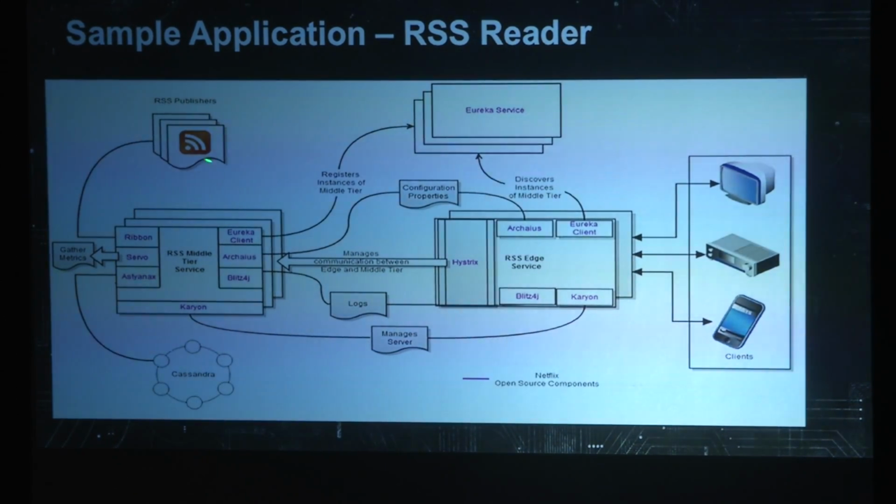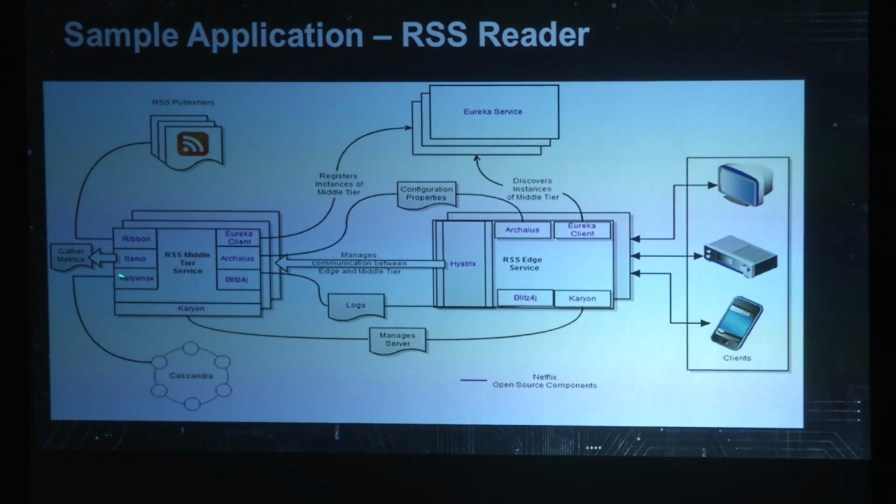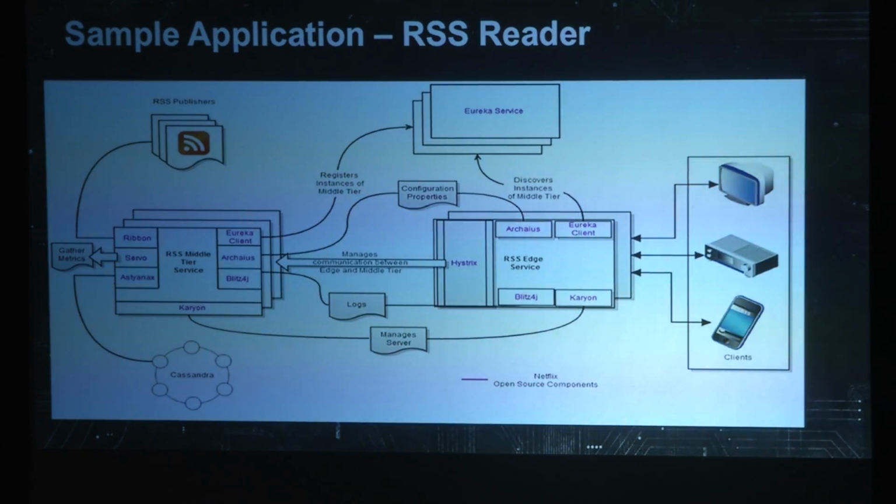And then at the back end, it has a bunch of RSS publishers, and it has a Cassandra cluster. So if you have Astyanax client, and you have the Ribbon client, and then Servo to monitor metrics. So it pulls together a fair amount of the system.